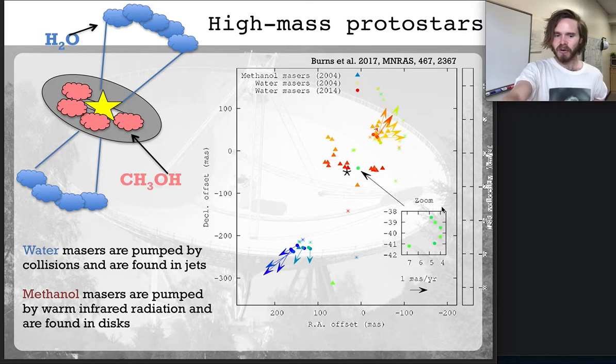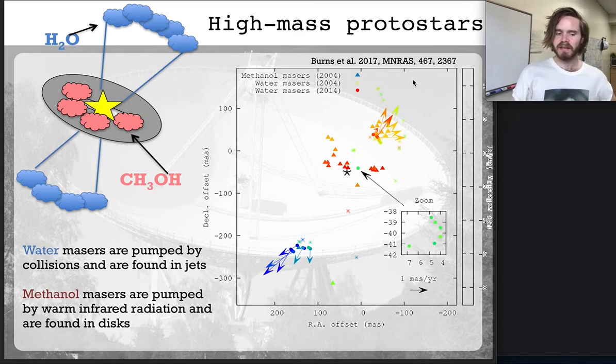And I just wanted to show basically just to convince you, because maybe you think I'm lying or making it up. Here's an example, observational example, where we saw this exact kind of case. So these circles with arrows coming off them, these represent the water masers that are in a jet, and that jet is being launched from a disk, which is represented by these triangles here. And the triangles are the methanol masers that live in the disk, and the circles with arrows are the water masers that live in the jets.